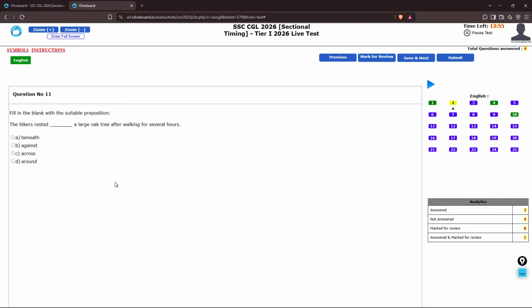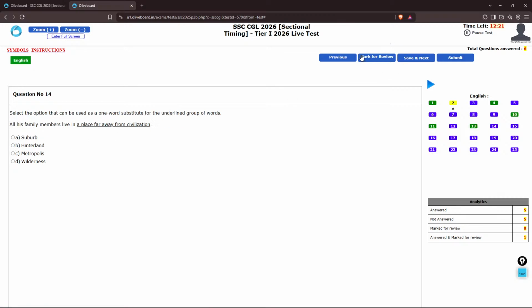The hikers rested dash beneath a large oak tree. Jostle means to like punch each other, something like that. So synonym, right? So pull, shove, agree, repress. The company had to dash several employees, lay off.